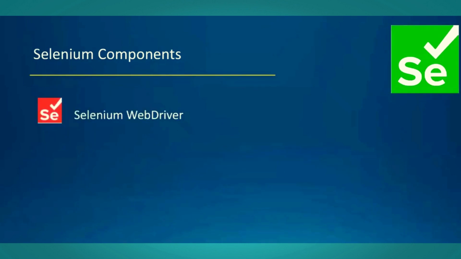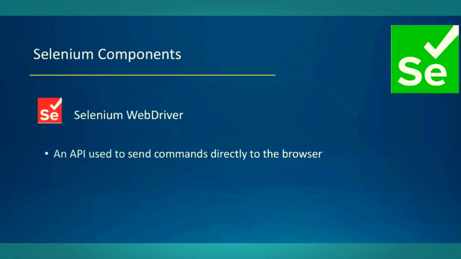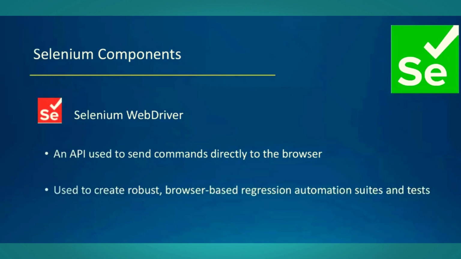The next component is Selenium WebDriver, a very important component. WebDriver is an API which is used to send commands directly to the browser. WebDriver is used to create robust regression automation suites for the web browser or web-based applications. It's a very important component. We are going to use WebDriver to write the Selenium scripts from the next video.